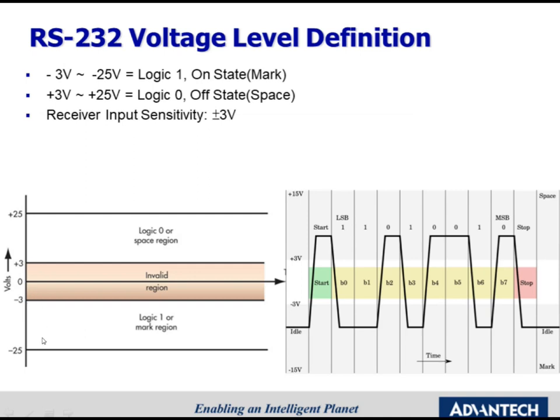-3 volt to -25 volt is logic 1. The condition is called mark. 3 volt to 25 volt is logic 0. The signal condition is called space. And for -3 volt to 3 volt, it's an invalid region in RS-232.